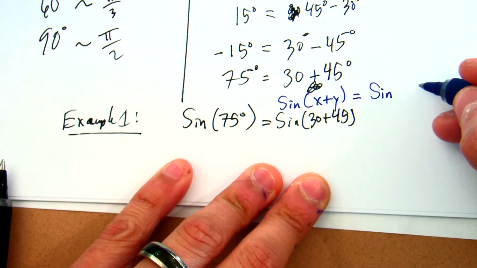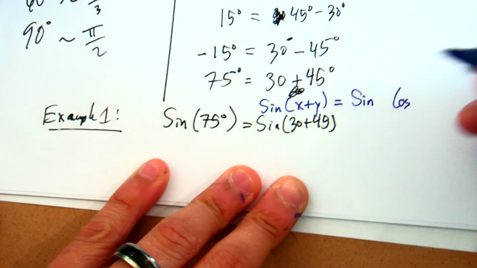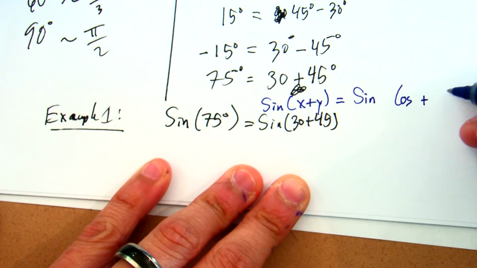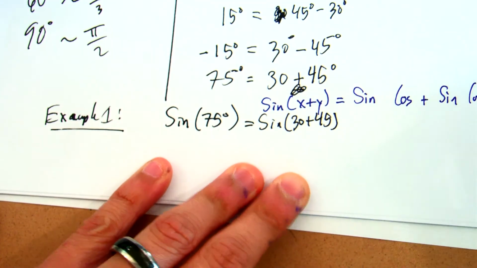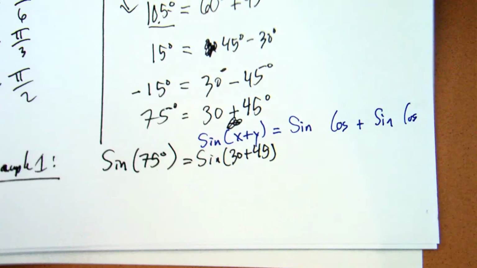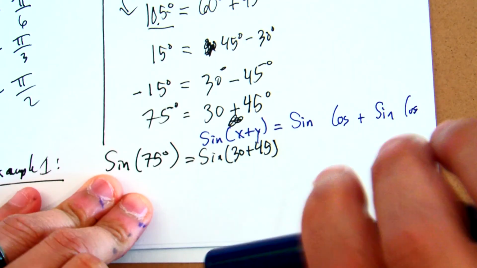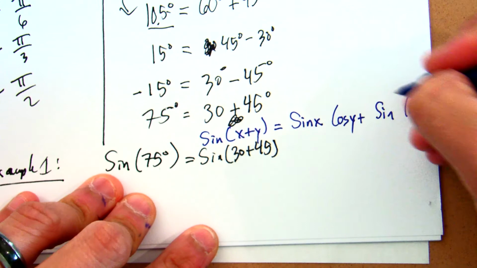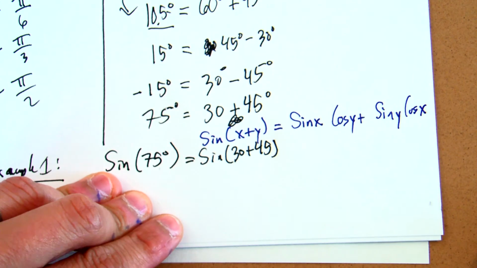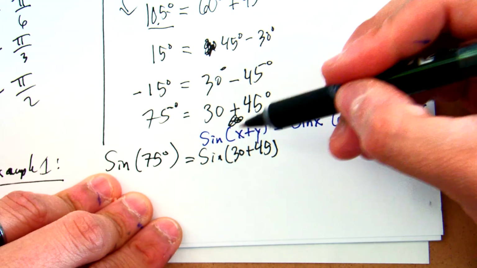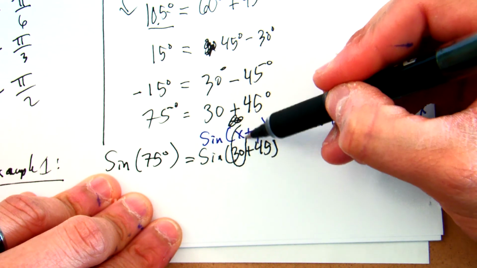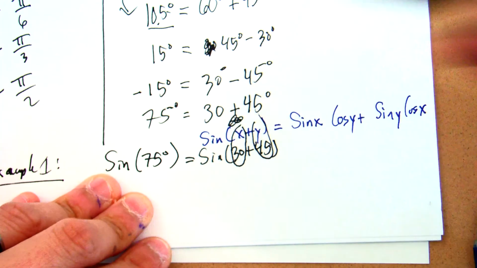Oh wait, it's sine cosine, right? And then it's plus sine cosine, right? And then what? It goes x, y, and then y, x. And basically, if you guys can see, x is what here? And what is y? Let's plug it in quickly.